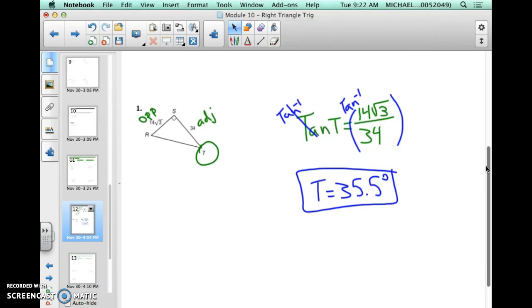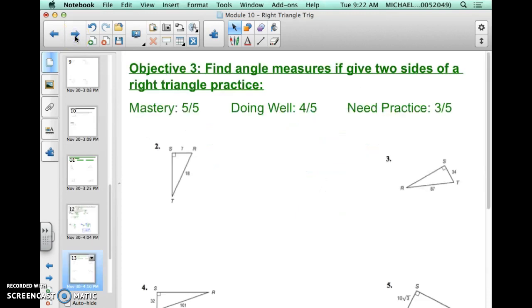If you did not get that, please raise your hand and I'll come check your work. Otherwise, you are free to move on to the 5 practice problems. Your goal is 5 out of 5.